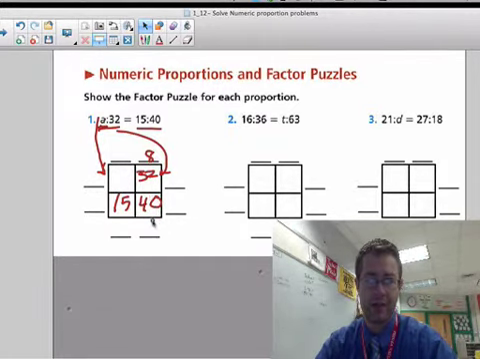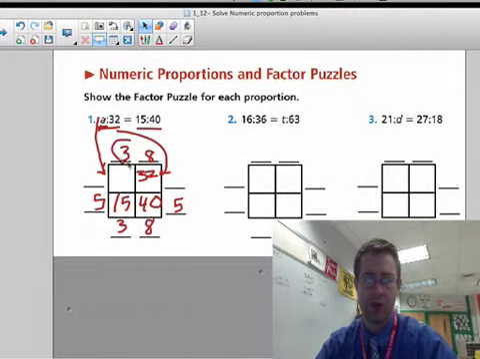Here, 15 to 40. My thought is, well, 8 times what gives me 40? My answer is 5. Okay, so 5 over here, because they're both, this is the 5th row of whatever basic ratio we get up here. All right, so we got this 15 divided by 5 is going to give me 3. So this is my third factor. So my basic ratio, or my unit rate for this ratio, is 3 to 8. So for every 3 apples Billy gets, Jamie gets 8 apples.